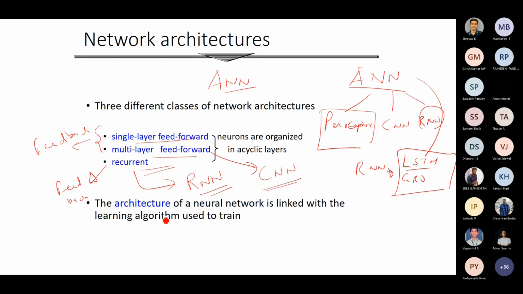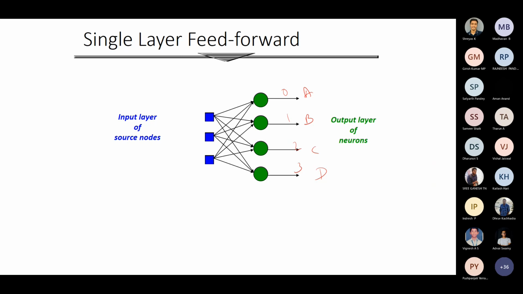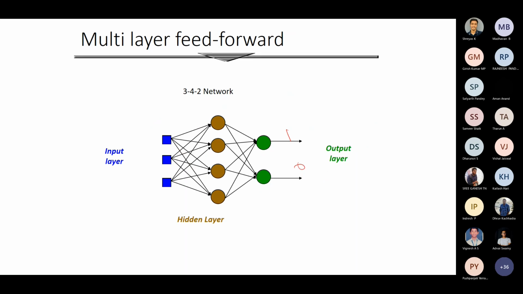So the architecture of a neural network is connected with the learning algorithm that is basically used. So this is a single layer feed forward network. You have the input, and then there is going to be an output. So this is called the input layer, and this is called the output layer. Where you have a sum of weights and then you try to get to your output. So this is a very simple architecture.